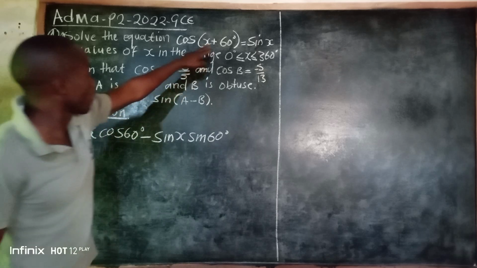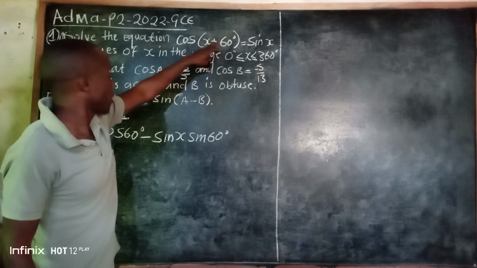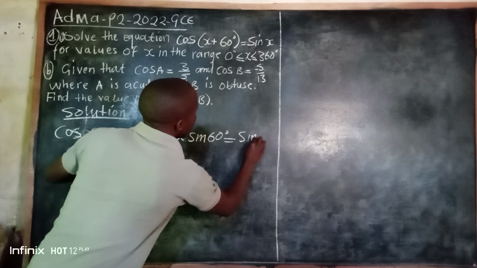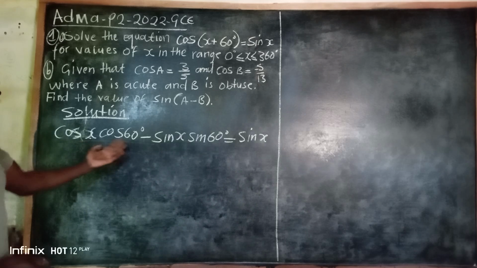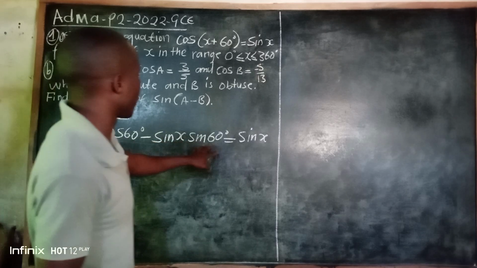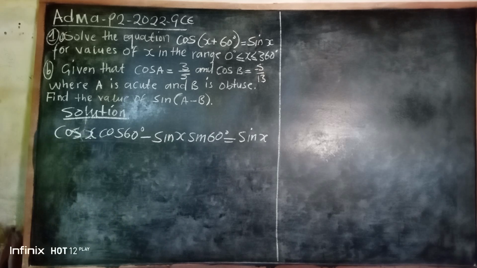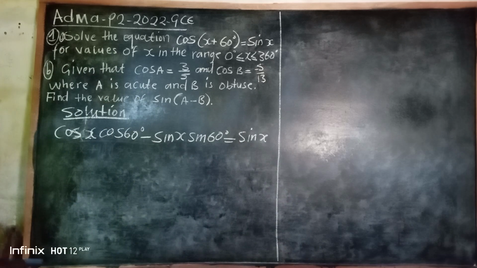When you have a plus, it will be minus. When it is minus, it will be plus here. We are going to equate with sin x because that is the one we are given in the question. Now from there, we are going to get a calculator. We have cos 60 there, and this side we have sin 60. To know the values of cos 60 and sin 60, we need a calculator.